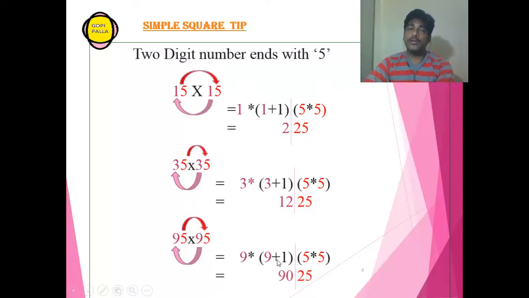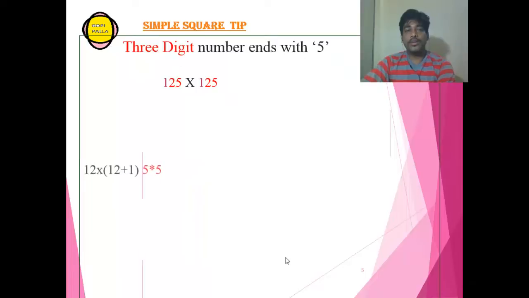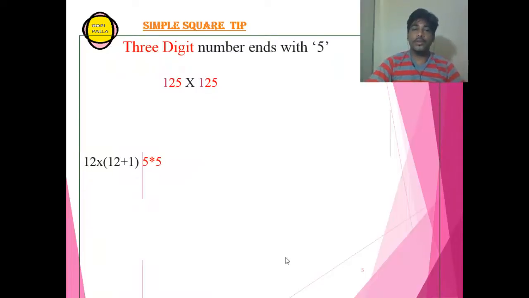Then next we'll go to 3-digit numbers ending with 5. My example is 125 by 125. As per the tip, the last two digits are obviously fixed, 5 into 5, 25. Then 12 multiplied by 13, so 156, and 25 is the answer.